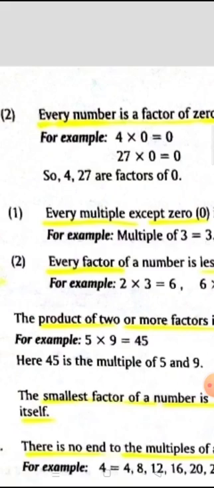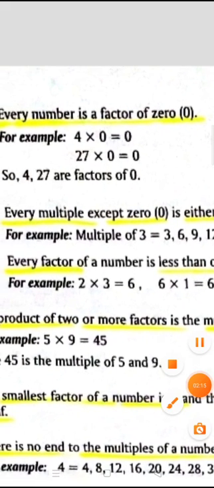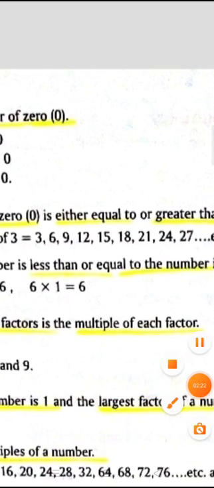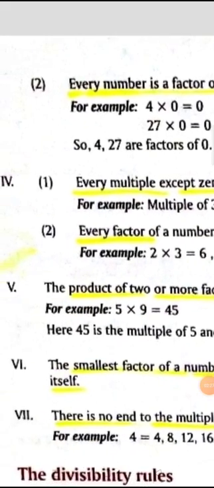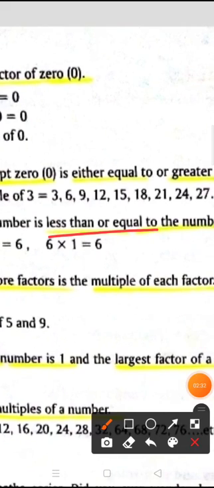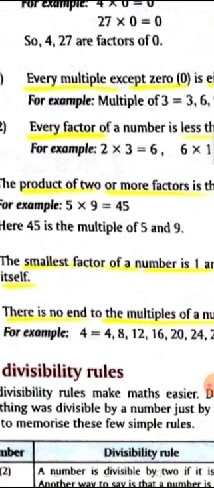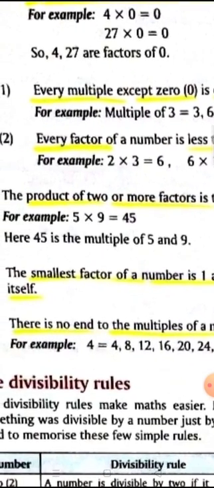Every multiple except 0 is either equal to or greater than any of its factors. It means multiples are always greater than or equal to, but not less than. Whereas every factor of a number is less than or equal to the given number. Fifth, the product of two or more factors is the multiple of each factor. I have already explained this to you.